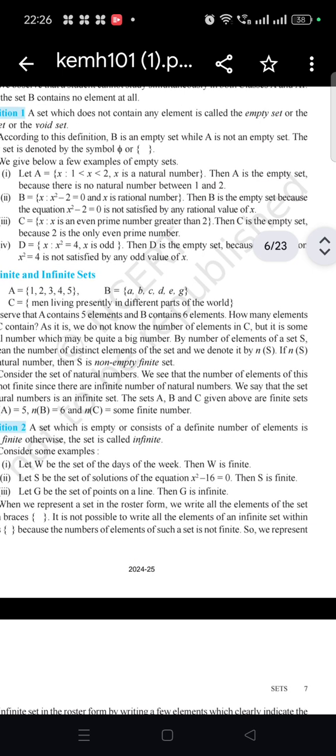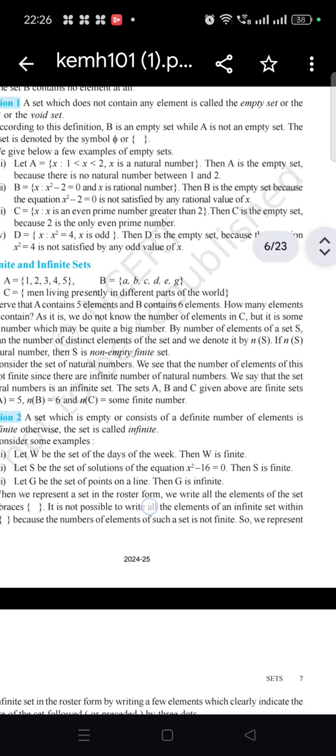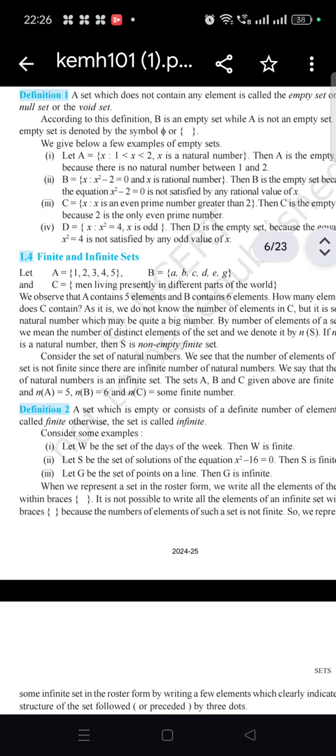And how many elements does C contain? C is men living presently in different parts of the world. As it is, we do not know the number of elements in C, but it is some natural number, which may be quite a big number. But it is a finite number.